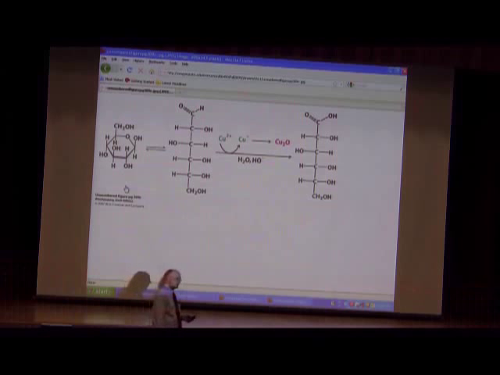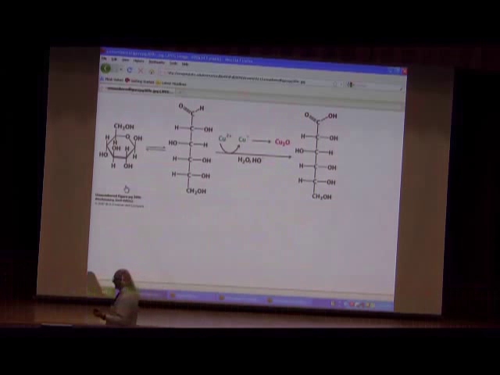Glucose and all aldoses are known as reducing sugars because they reduce something. They give up electrons readily. They, in turn, become oxidized. So they're oxidized, and what they give their electrons to becomes reduced. So a reducing sugar is something that is very readily oxidized.